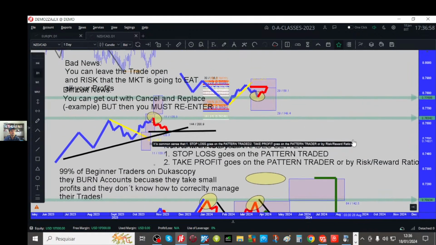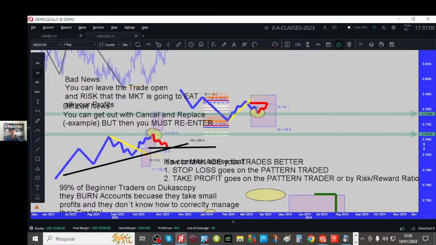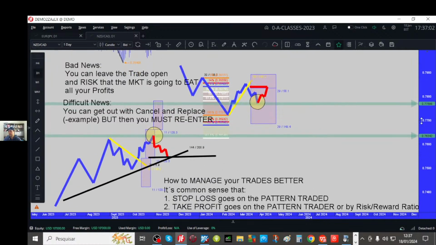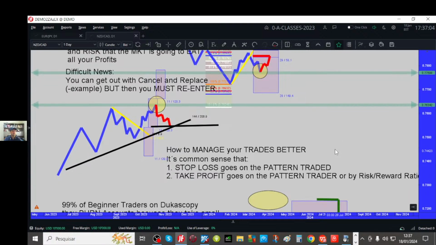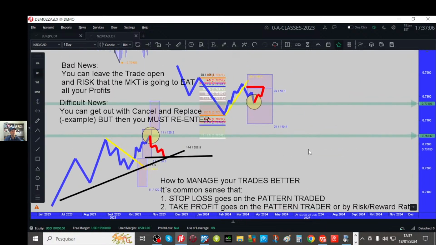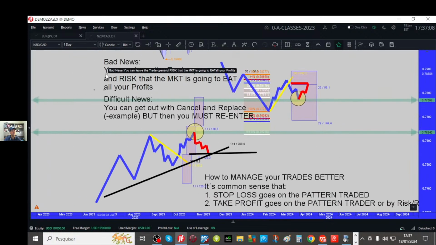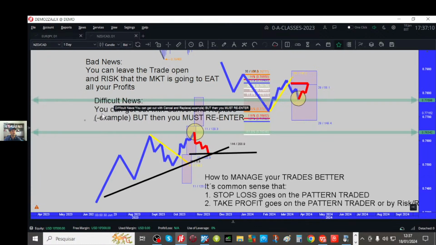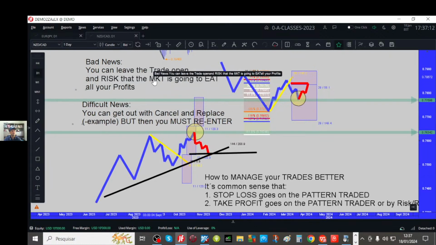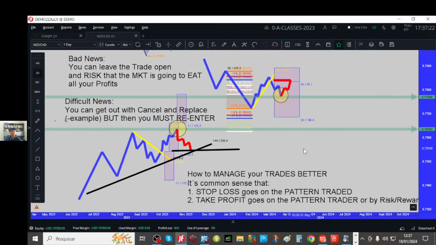Now, do you need to manage the trade? You don't need to. Make sense? But if you don't manage the trade, you are risking. So bad news, you can leave the trade open and risk that the market is going to eat all of your profits. Make sense?